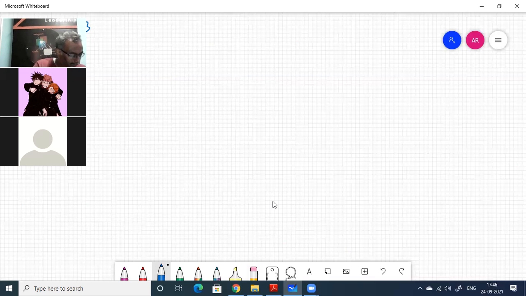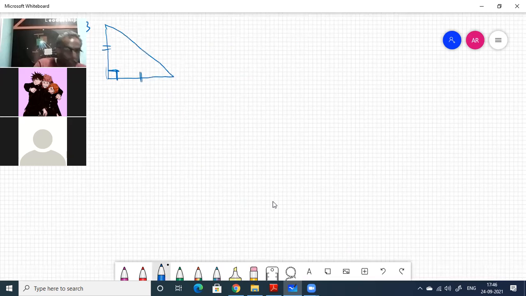Let us do the sixth sum. There is an isosceles right angle triangle. This side is equal to this side, and it is a right angle, so isosceles right angle triangle. Right angle is at B. This is B, so A, B, C you can name. Point A is -5, 4. B is -1, -2. And C is 5, 2. This is the data given. These are the vertices. Find the coordinates of D so that ABCD is a square.